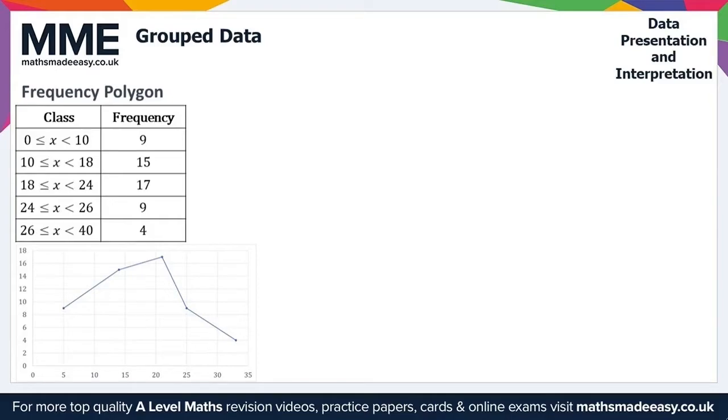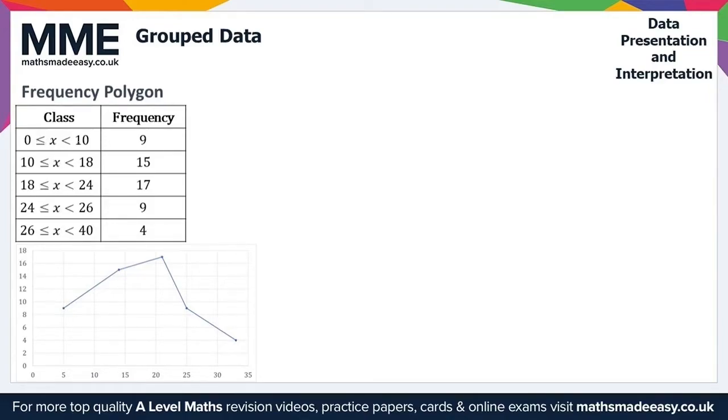Moving on now to take a look at a frequency polygon. A frequency polygon is another way to represent grouped data. It is a line graph joining the points with the following coordinates. Our x coordinate is the midpoint of the class, and the y coordinate is the frequency. So we can note here the midpoint for each class.